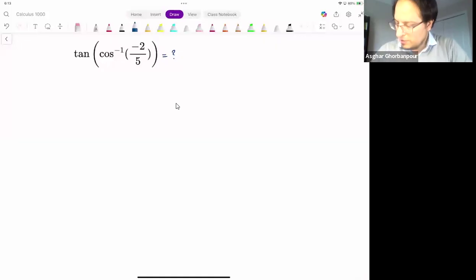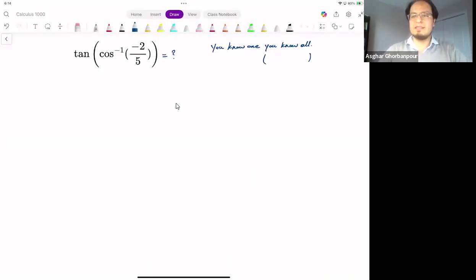Okay, so questions like this come from the idea we had that, okay, if you know one, you know all. You know one, you know all. This is about the trig functions. And as you know, there is a lie in that sentence. We have to know where the angle is. So which quadrant. If we know that, then we can work with it.